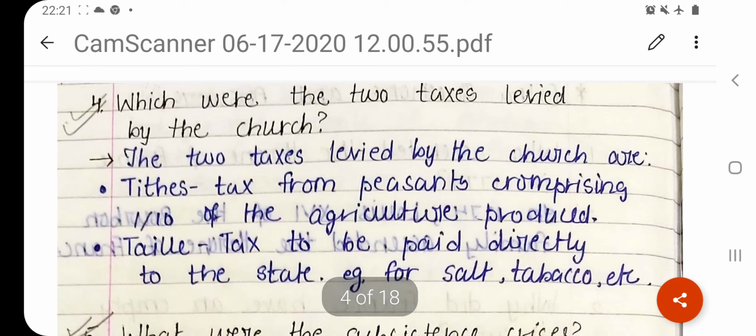Which were the two taxes levied by the church? Levied means taken or collected. So the two taxes levied by the church were tithes and taille. Tithes were taxed from peasants, comprising 1/10 of the agricultural produce. So 1/10 of the agricultural produce had to be paid, and taille was a tax which had to be paid directly to the state. Example: for salt and tobacco.